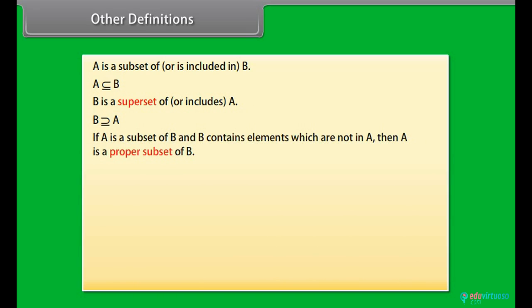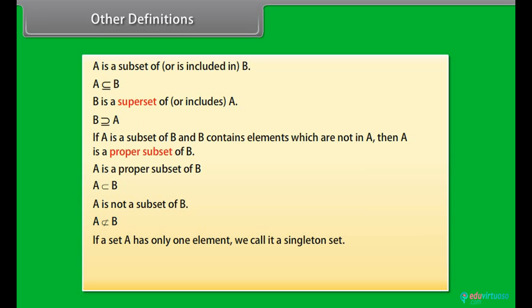If A is a subset of B and B contains elements which are not in A, then A is a proper subset of B. If A is a proper subset of B, we use this symbol to designate that relationship. If A is not a subset of B, we write it this way to designate that relationship.